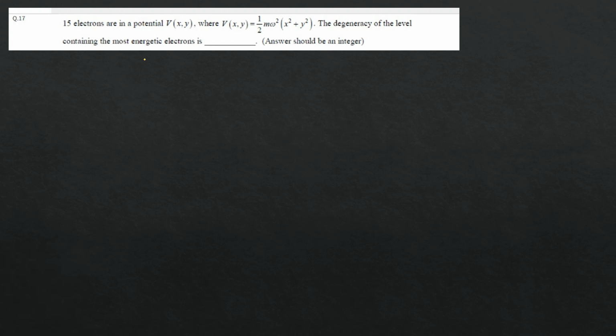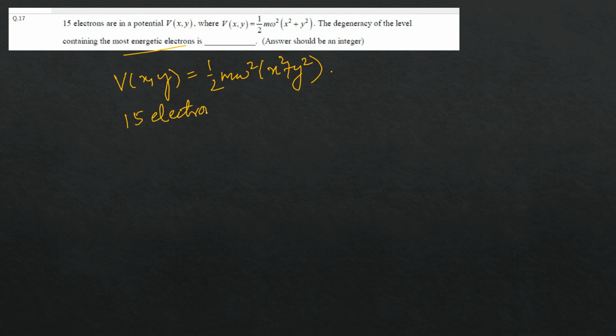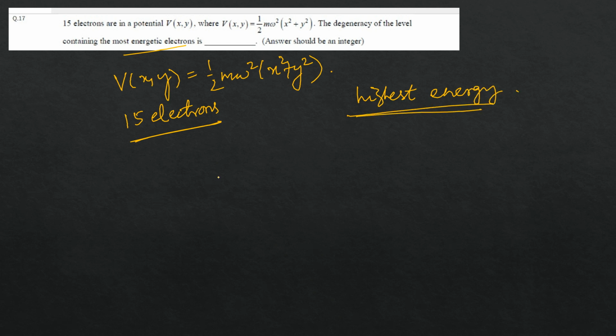So, there are 15 electrons and a potential V(x,y), where V(x,y) is equal to half m omega squared (x squared plus y squared). Find the degeneracy of the level containing the most energetic electrons. So, 15 electrons are there. Most energetic means the one with the highest energy.